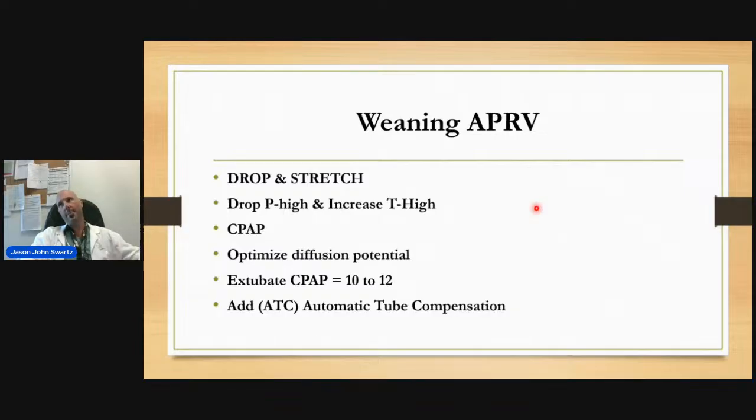Often, if we are on APRV, try and get to maybe a P high of 16 with a stretch of 6, 7, or 8 seconds, and then transition to pressure support if you like. If you're uncomfortable extubating on APRV, you can match the mean pressure closely if you're around a P high of 16, stretched out to 6, 7, or 8 seconds. You're going to be able to transition with a PEEP. Just add a little bit of a PEEP.